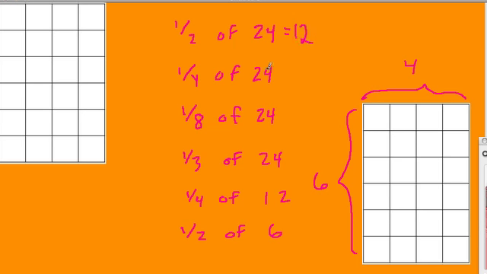What's a fourth of 24? Well, there you might connect, oh, a fourth is half of a half. So this must be half the size of half of 24, or 6. Right? And that means that we can have a 2 by 3 cutout of this, and that would fit into the shape 4 times.